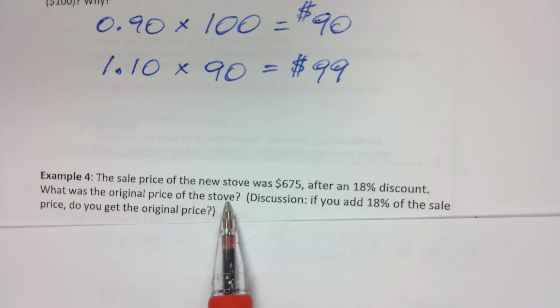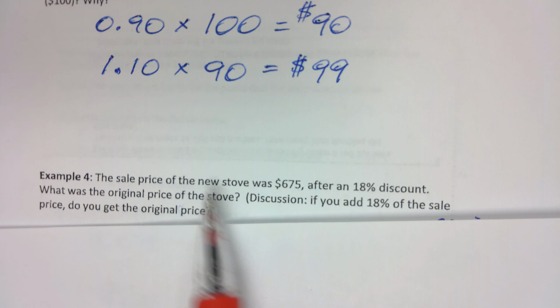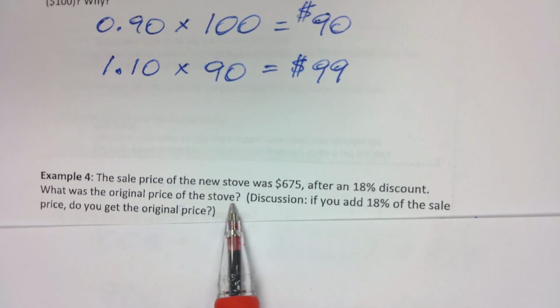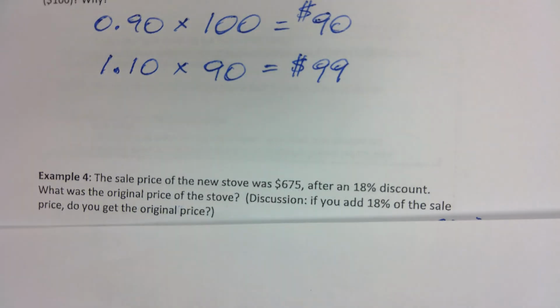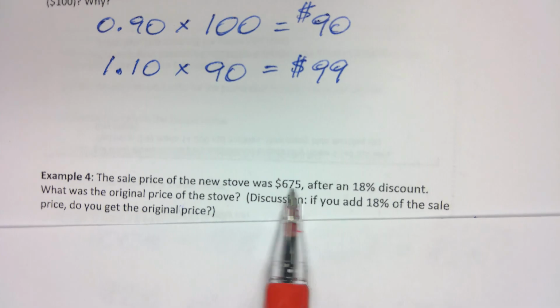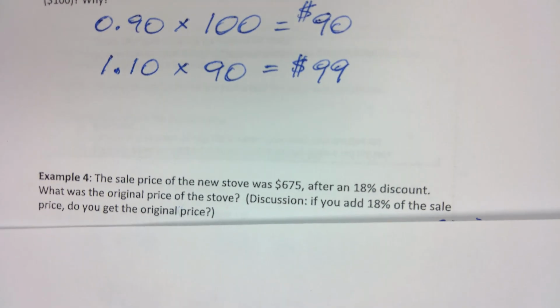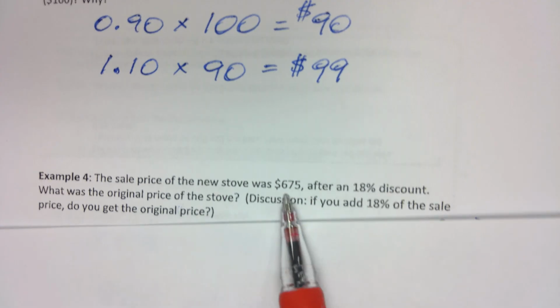So this time the difference is I tell you the sale price and I tell you what the discount was. I want to figure out what the original was. I've taught this course so many times, and people do the 675 times 1.18 to get back to the original. Okay, can I do that? Just times this by 1.18.